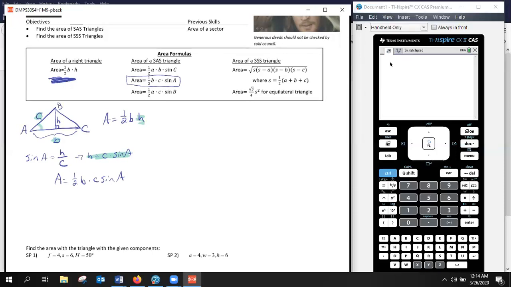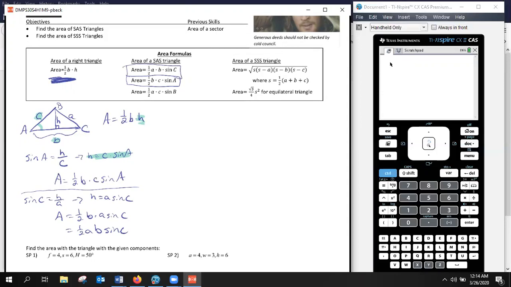Now we could do something similar. Rather than say sine of angle A is H over C, if we said sine of angle C is H over A, let's put A right there: sine of angle C equals H over A, and that leads us to say that H equals A sine C. So now our area formula would be 1/2 B times A sine C, or, since we'd like to write it alphabetically, 1/2 AB sine C, which is this first area formula right there.